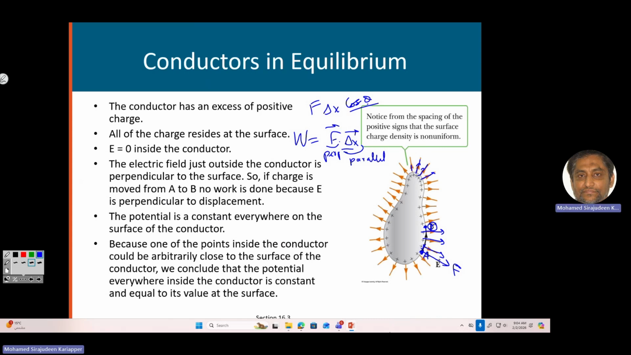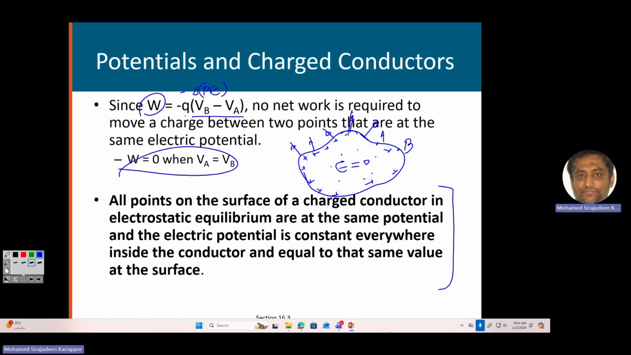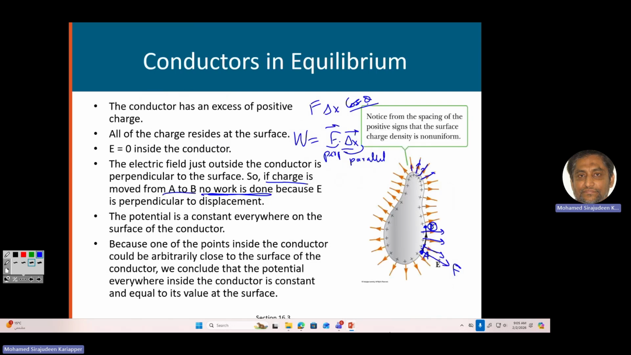Right, we conclude that the potential, because of the points, if the charge is moved from A to B, no work is done because E is perpendicular to the displacement. This tells you the potential is constant everywhere on the surface of the conductor because, as I told you in this slide, if there's no work done, that means the potential is the same from A to B. So I have just proved there's no work done.